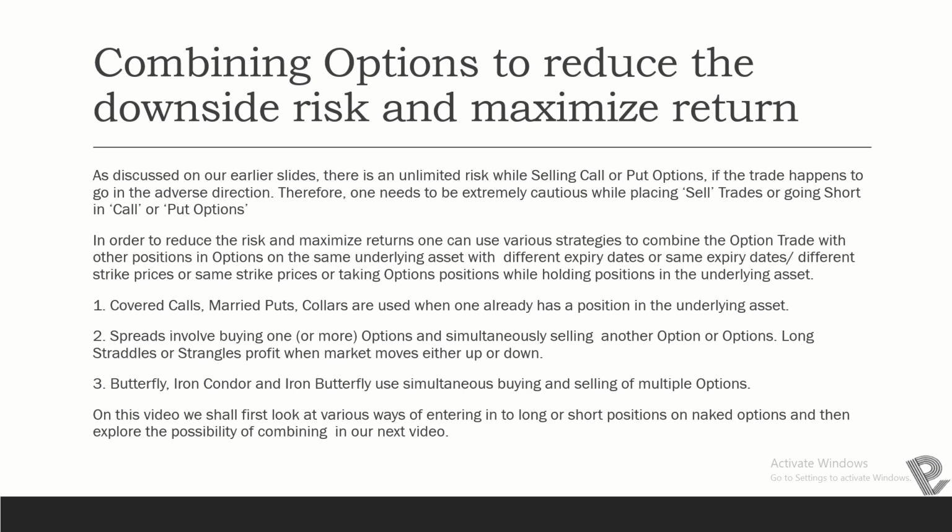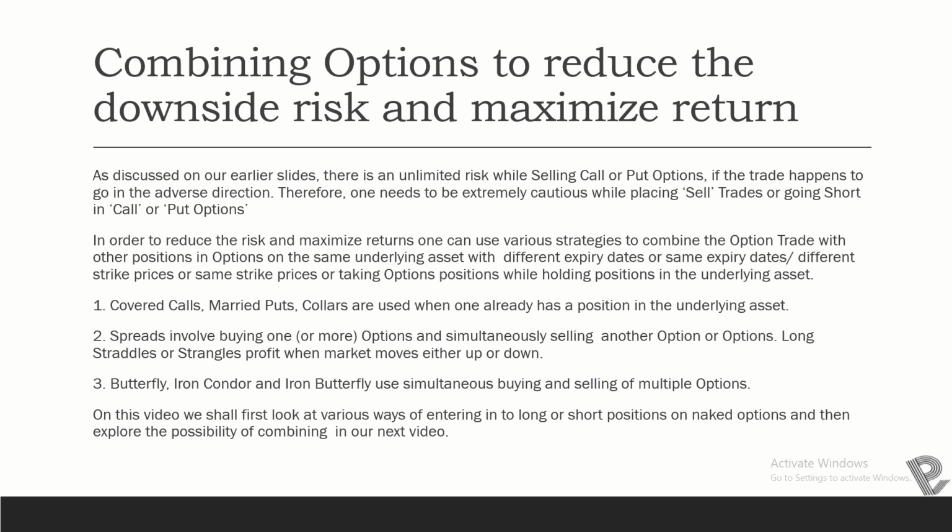Covered calls, married puts, collars are used when one already has a position on the underlying asset. Spreads involve buying one or more options and simultaneously selling another option or options. Long straddles or strangles profit when the market moves either up or down. Butterfly, iron condor, and iron butterfly use simultaneous buying and selling of multiple options.